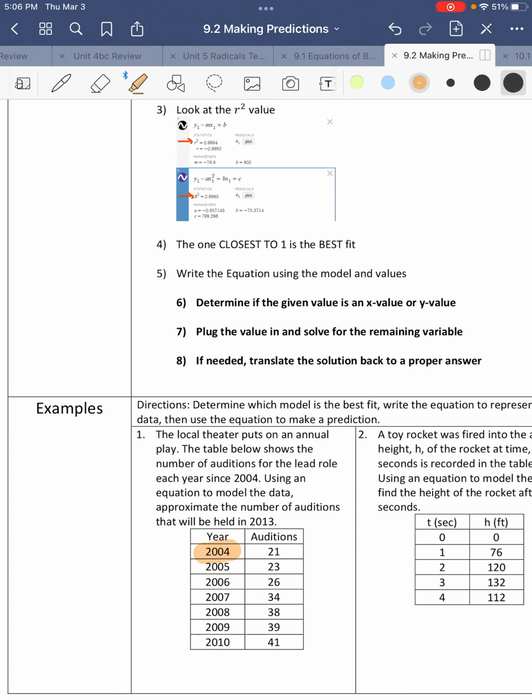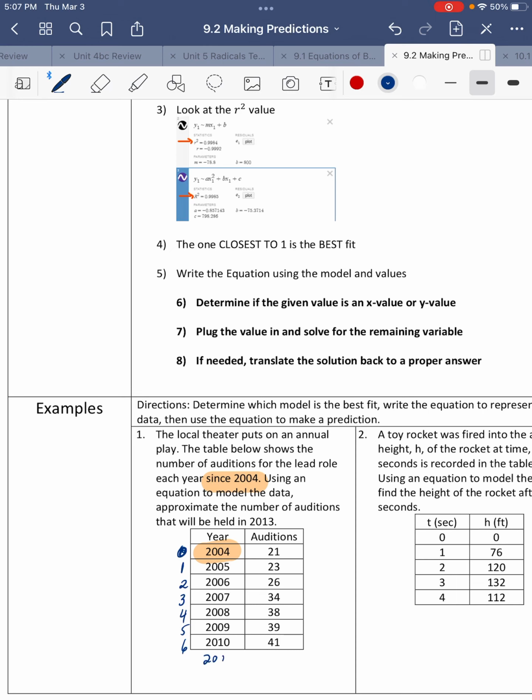Those numbers are pretty big. So when we're talking about years, like in the model here, the table below shows the number of auditions for the lead role each year since 2004. 2004 is going to be represented as our start year, so that's actually going to be 0. And 2005 is 1 year after that. 2006 is 2 years after, 3 years, 4 years, 5 years, 6 years.